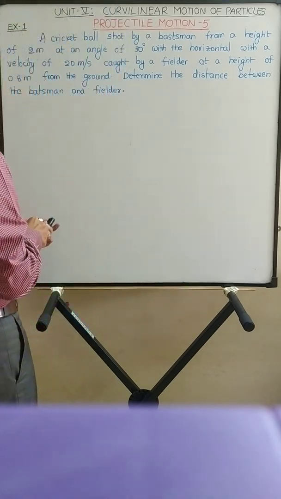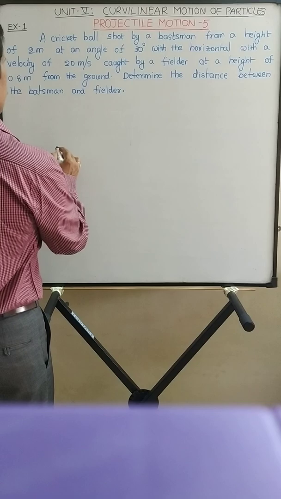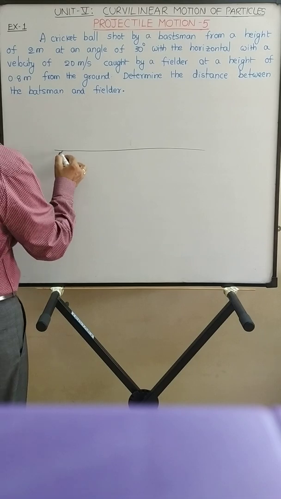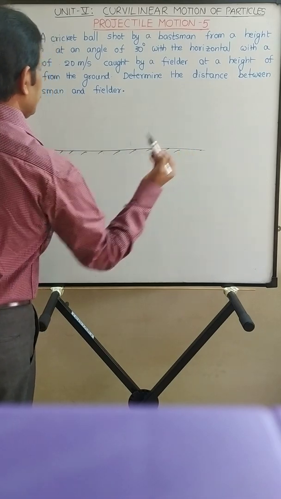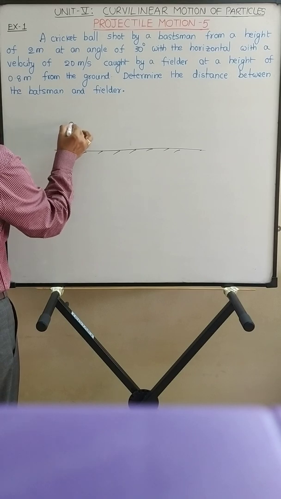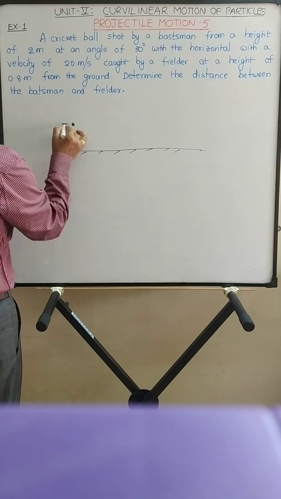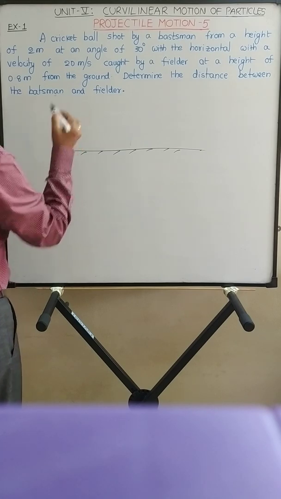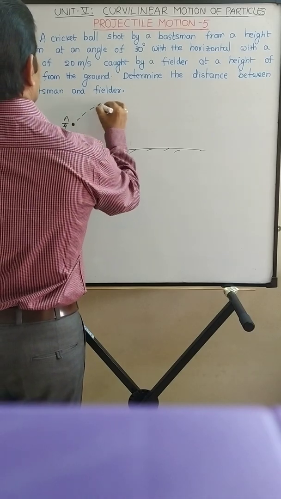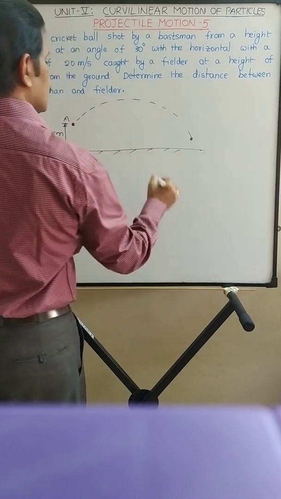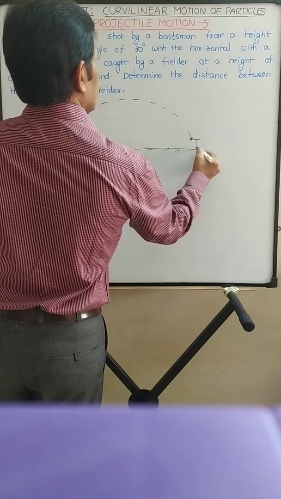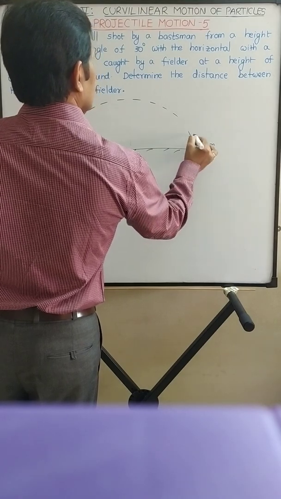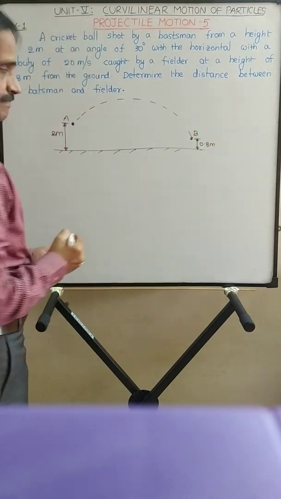Determine the distance between the batsman and the fielder. So let us first show the positions of the ball when it is hit by a batsman and when it is caught by a fielder. So it is hit from a height of 2 meters from the ground. Let us say that is point A, and it is caught by a fielder at a height of 0.8 meters from the ground. Say that is point B.